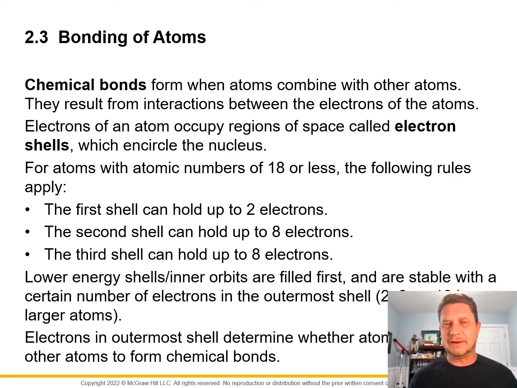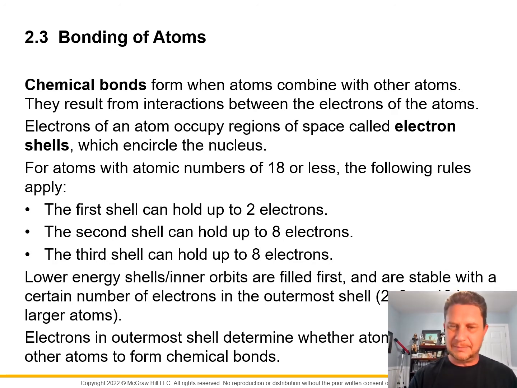So electrons of an atom occupy regions of space called electron shells, which encircle the nucleus. That's what we were just looking at. Now, we're going to see that atoms can be very large, all right? But we're not going to deal with those. The ones that we deal with mainly in here are going to be below having an atomic number of 18. And so these in particular have a very distinct pattern, but even when you get larger, you'll see that the pattern's the same, only it just multiplies it.